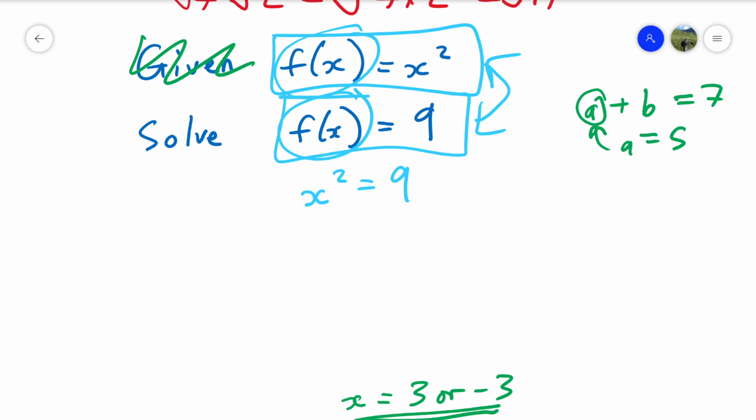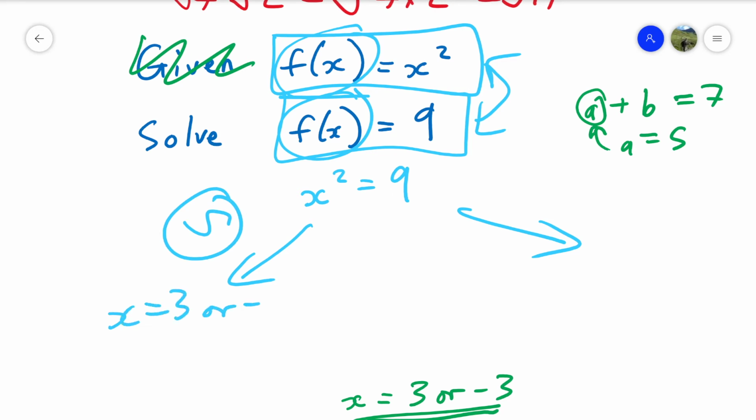So now, there's two ways of solving this. You can either just square root both sides, which gives you x equals 3 or minus 3, because remember, a root can be plus or minus.